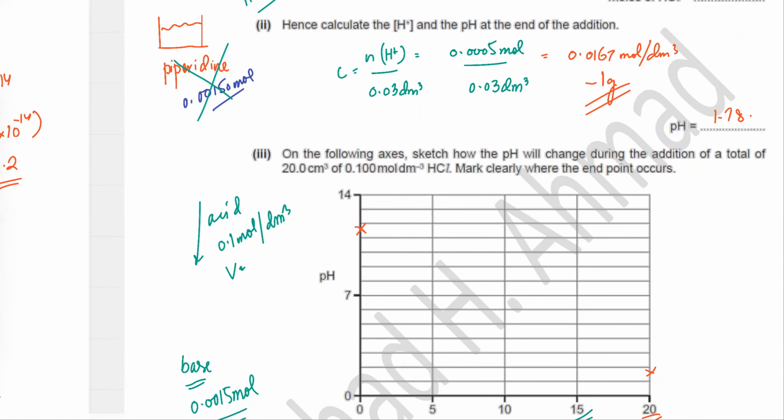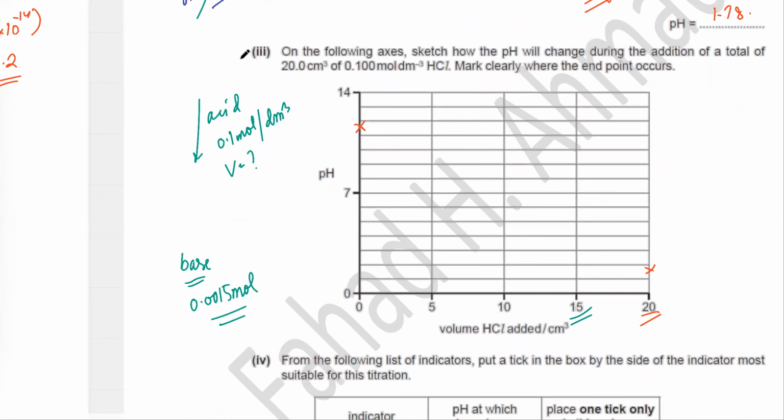And I'm trying to figure out what is the right volume that should have been added. So the base is 0.0015 moles, so the amount of acid that must be added from the top should be 0.0015 moles as well. I'm trying to figure out the exact volume that should have been added. I have the concentration, I have the moles that need to be added, so I can figure out the volume. Moles is concentration times volume, and volume is the only part that's missing, so we can figure it out. Zoa, is this clear?